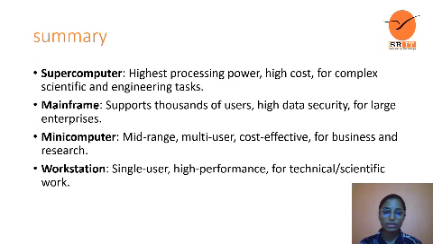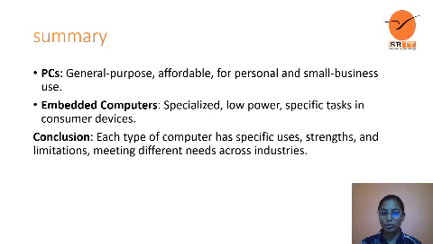And this brings us to the summary of the presentation. Let's quickly see what we've seen. A supercomputer has the highest processing power, at high cost, for complex scientific and engineering tasks. Mainframes support thousands of users with high data security for large enterprises. Mini computers are mid-range, multi-user, and cost-effective for business and research. Workstations are single user, high performance for technical and scientific work. PCs are general purpose, affordable for personal and small business use. Embedded computers are specialized, low power, for specific tasks in consumer devices.